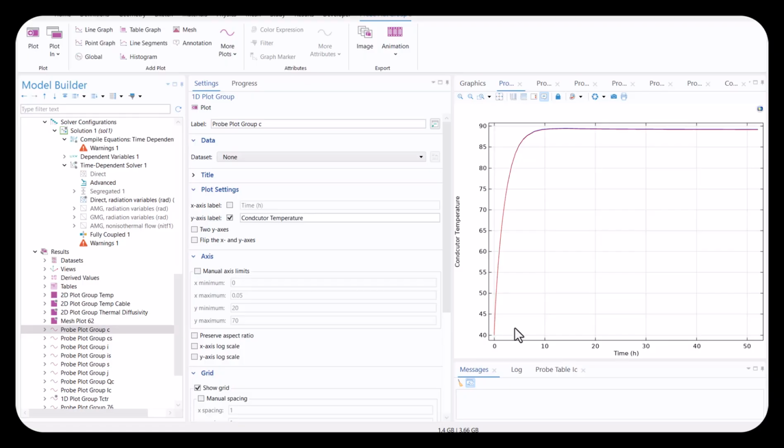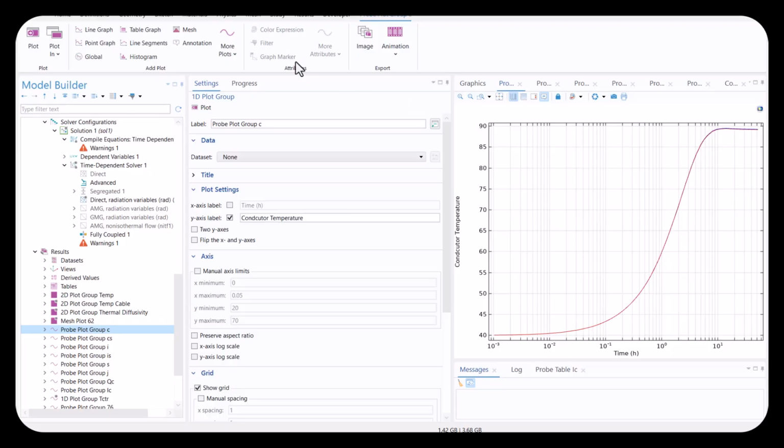Here is a plot of conductor temperature versus time. The initial conductor temperature is 40 degrees Celsius and rises to the maximum conductor temperature below the temperature limit, about 89.3 degrees Celsius. And here's the view in a semi-log plot.